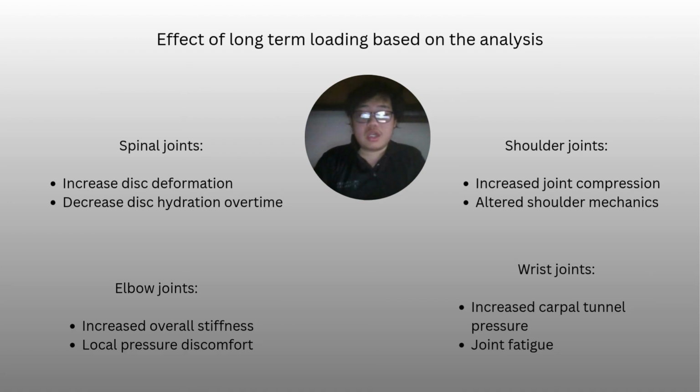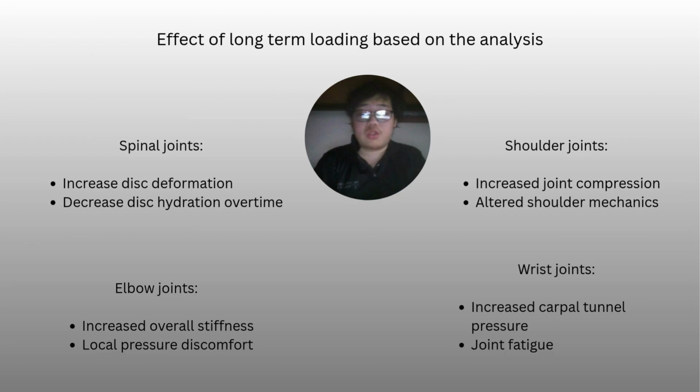The shoulder joints can experience increased joint compression and altered shoulder mechanics. They can temporarily reduce rotation. The elbow joints will increase overall stiffness and cause local pressure discomfort, making some movements awkward and painful. Finally, the wrist joint will experience overall joint fatigue and increased carpal tunnel pressure, which then will cause what is known as carpal tunnel syndrome.